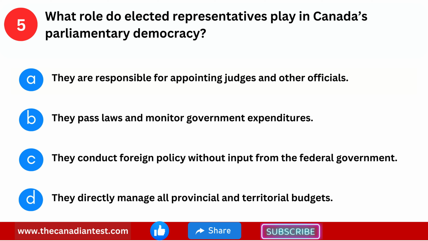What role do elected representatives play in Canada's parliamentary democracy? Option A. They are responsible for appointing judges and other officials. Option B. They pass laws and monitor government expenditures. Option C. They conduct foreign policy without input from the federal government. Option D. They directly manage all provincial and territorial budgets.